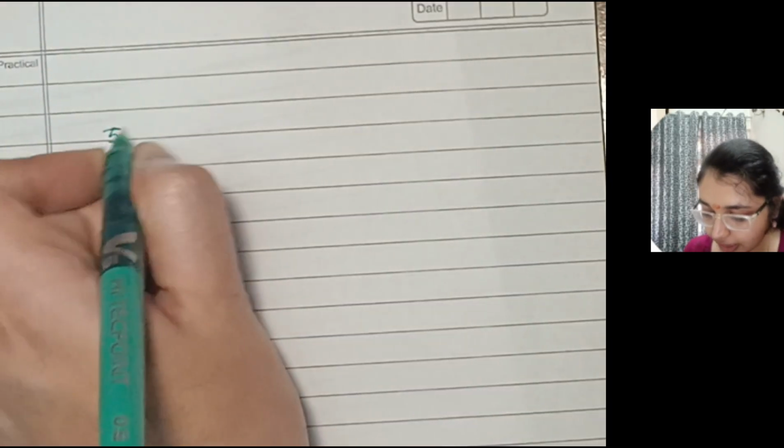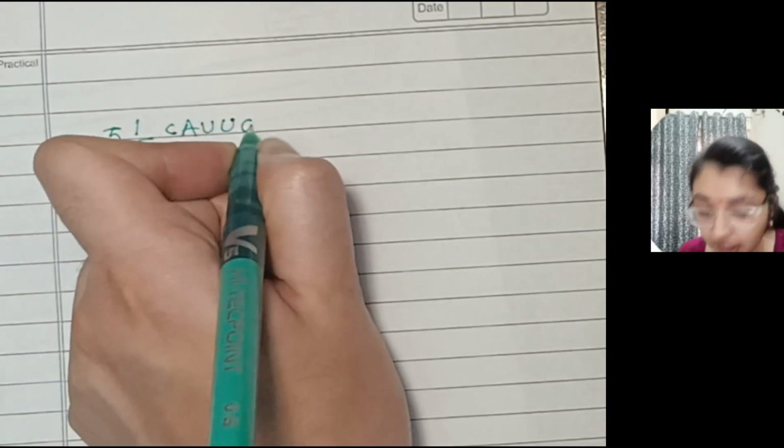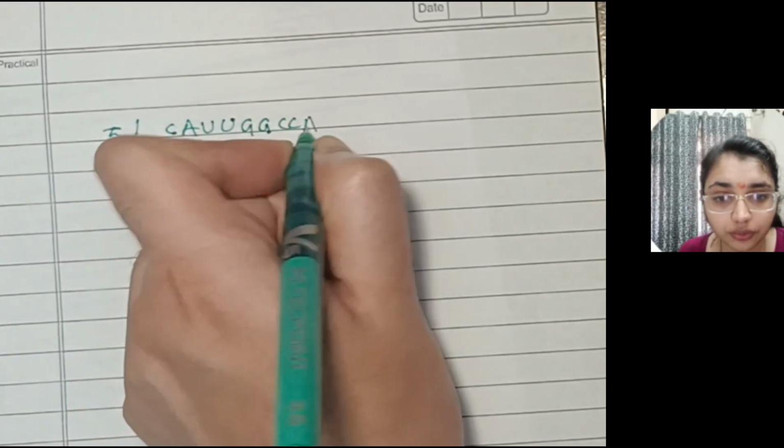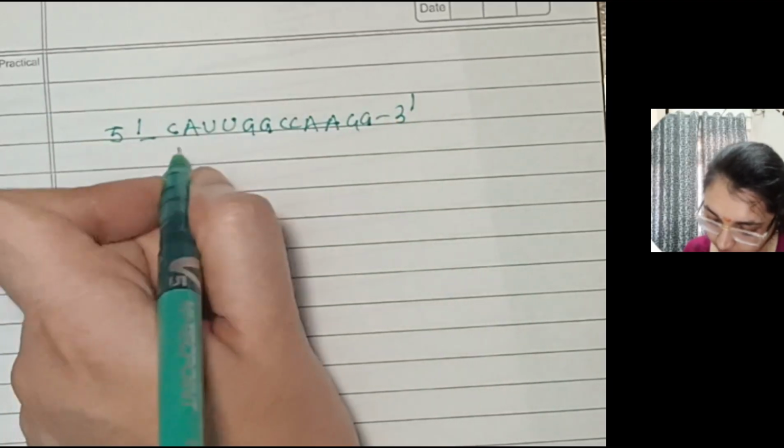So first step is done. Now what is the second step? Here we have the sequence, we have to identify it. So here the sequence is from 5' to 3' direction. That is CA, UU, GG, CC, AA, GG.